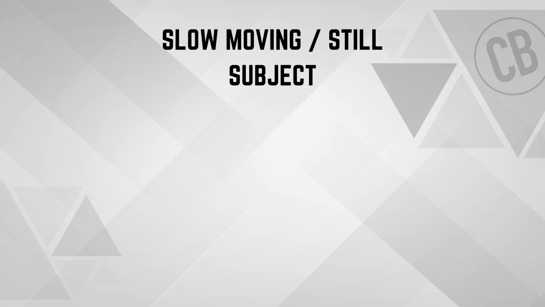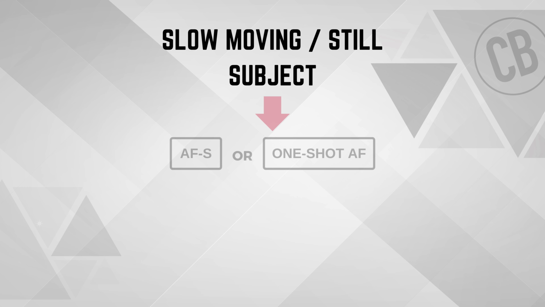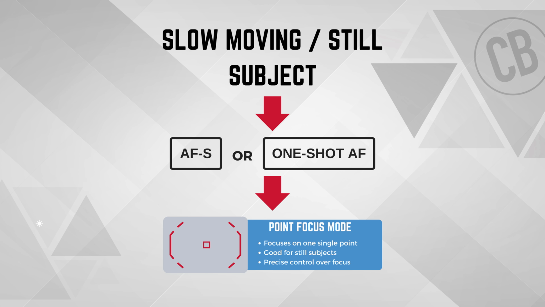If you're photographing a slow-moving or a still subject, you'll likely want to use single autofocus mode, AFS or one-shot AF. This will help you to lock in your focus on that still or slow-moving subject and get it just how you want. Because you're shooting in single autofocus mode, point focus mode can be the right focus area to choose. That way you can choose a precise point within the frame on where you want your focus to be.